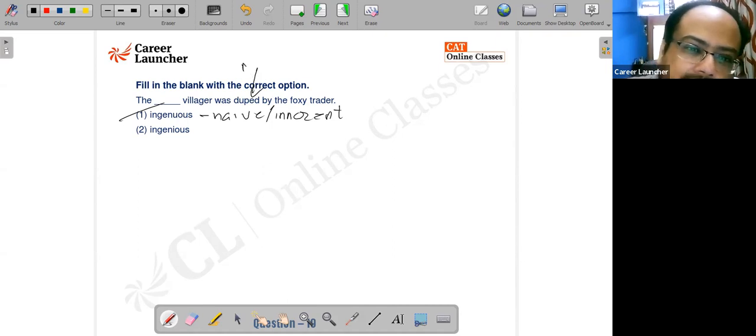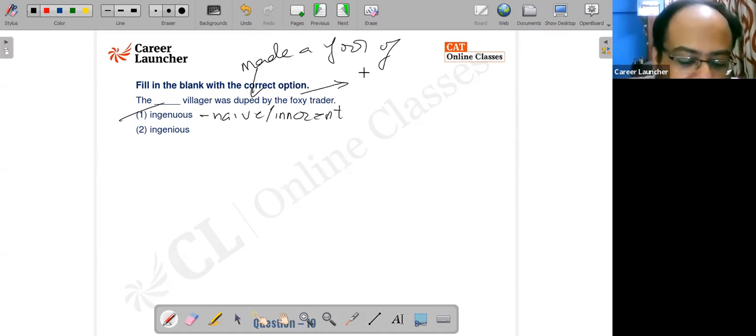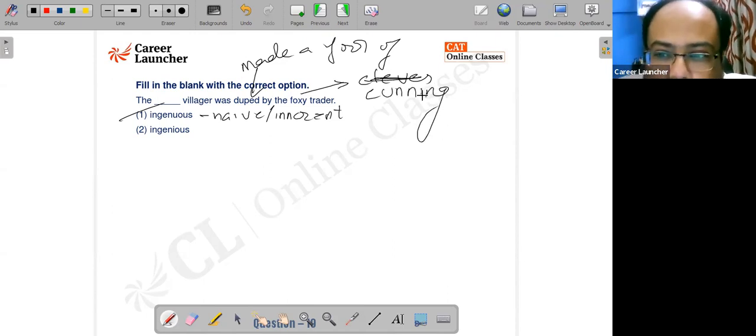What does duped mean? Duped means made a fool of. What is foxy? The word foxy refers to clever, generally used in a negative sense. In fact, better than clever is the word cunning, because it has a negative connotation. Cunning is a better word. Okay.